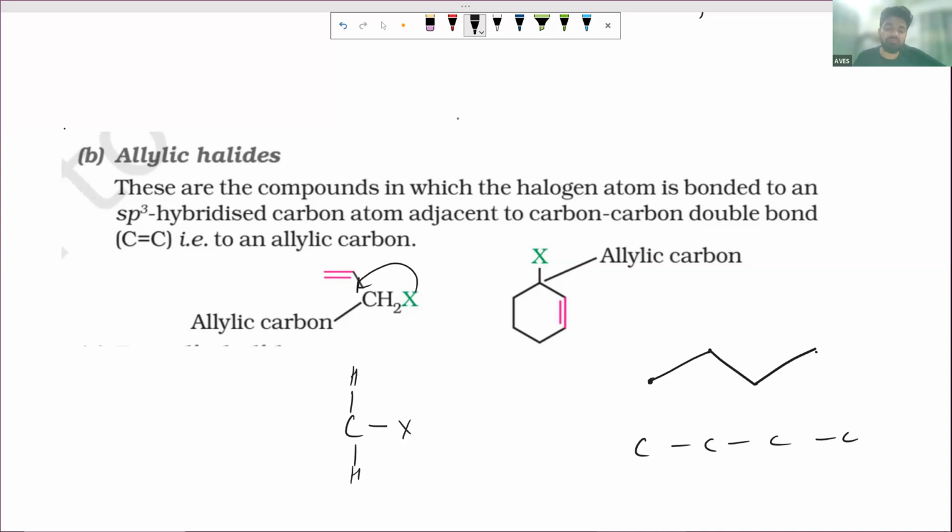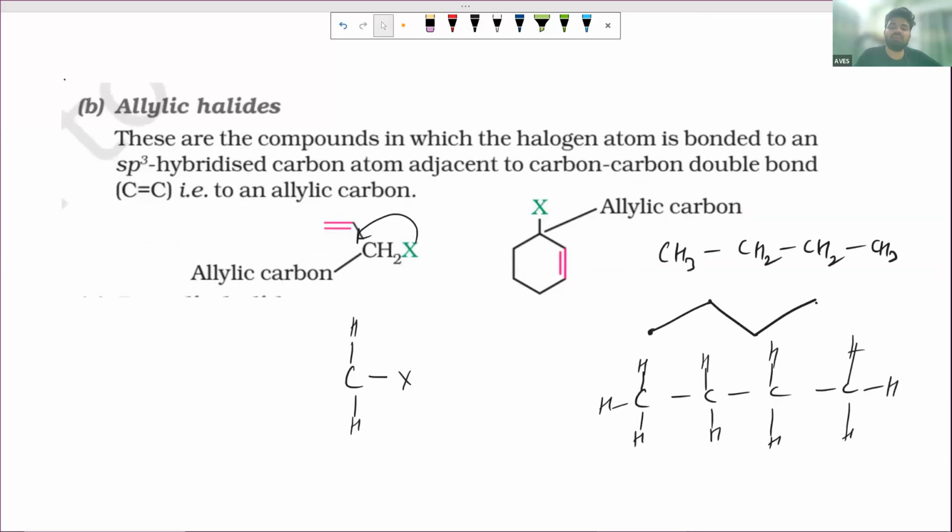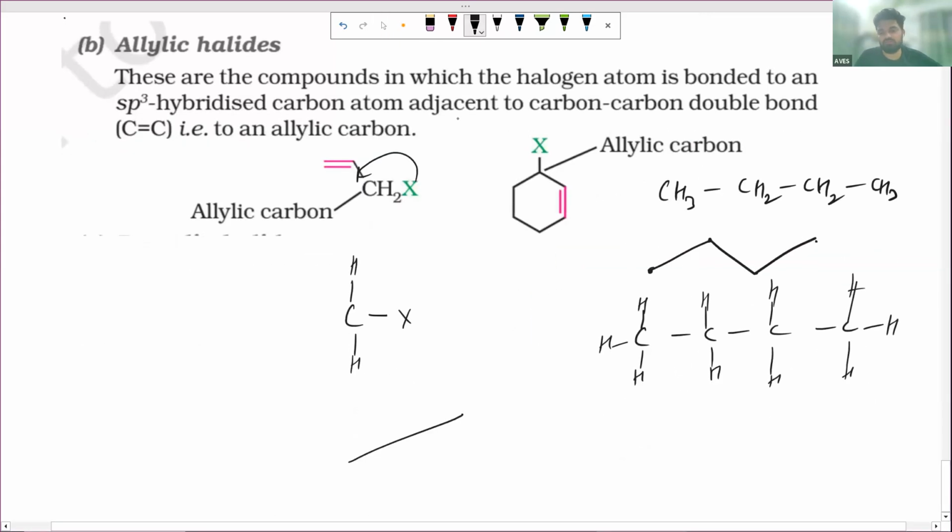So if I wrote it this way, this is the total because every carbon needs to make 4 bonds. So this is actually CH3, CH2, CH2, CH3, and it is butane. But if I wrote it like this way, what does this mean?